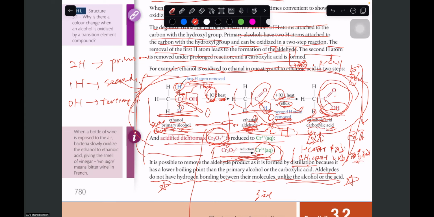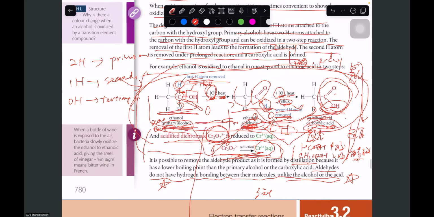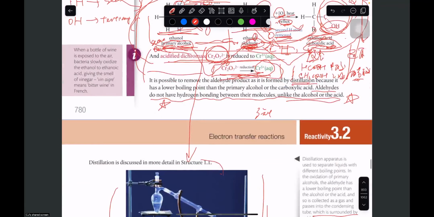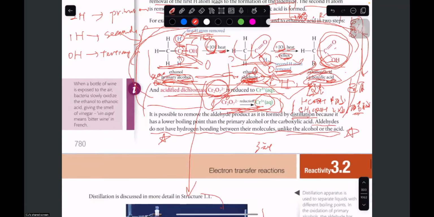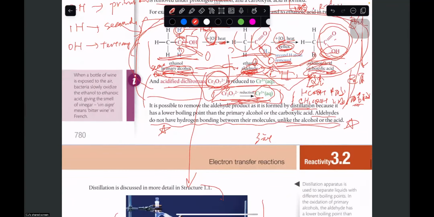Carboxylic acid. So for the primary alcohol, its oxidation has two steps. The first step produces the aldehyde, and the second step produces the carboxylic acid. This is the primary alcohol's oxidation. And now we will talk about the reflux.